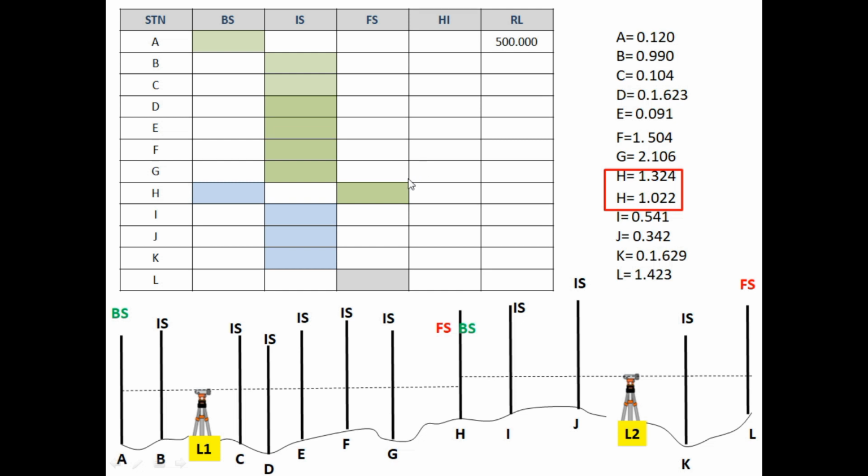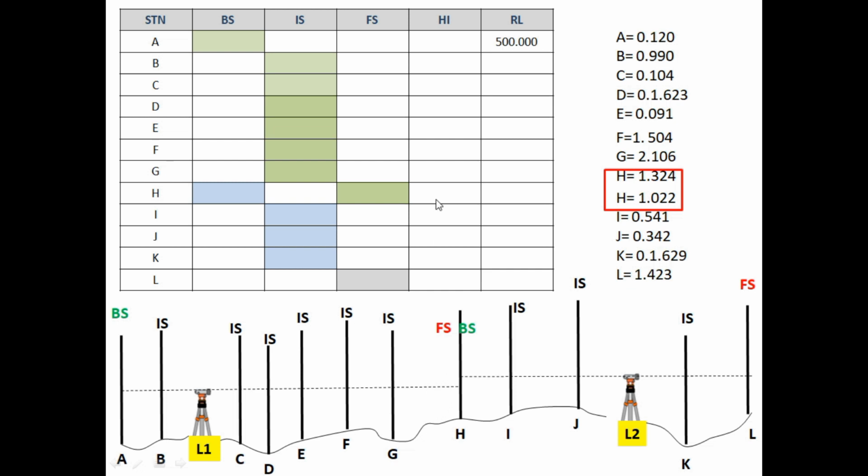So we take the height of instrument, which is usually written here, minus foresight, and that will give you the reduced level of H. Now, reduced level of H plus backside will give you the new height of instrument. I am repeating, reduced level of H plus backside, then here you will get a new height of instrument.